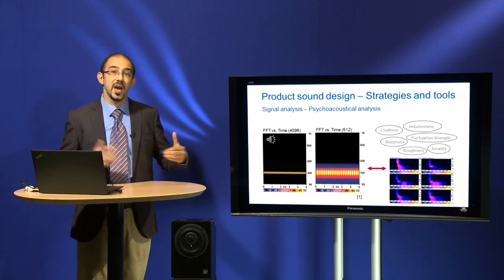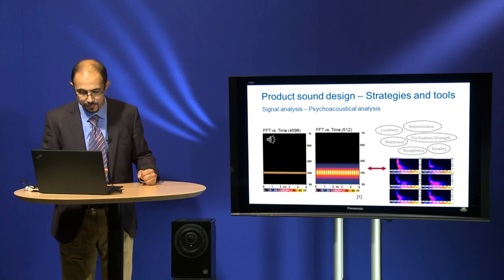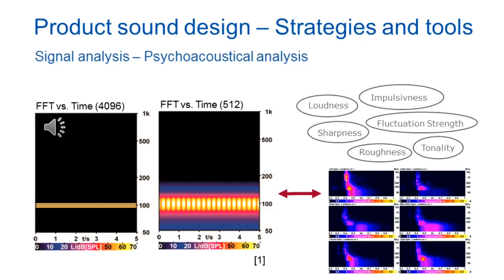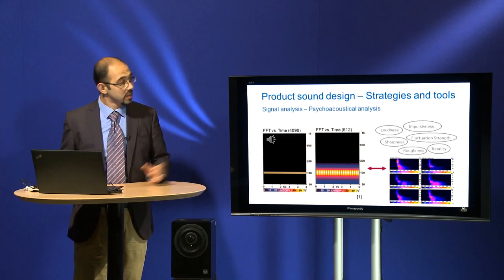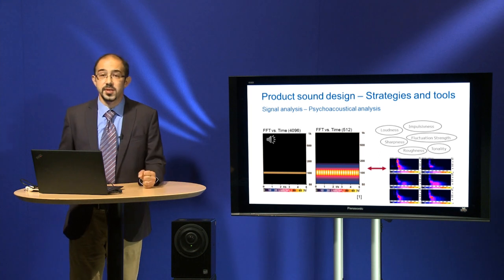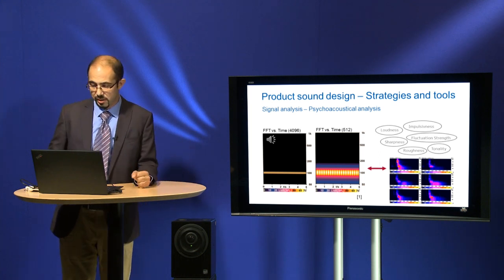In that case, we have a different FFT length. Also, for signal analysis, we use some filters, but also some psychoacoustical analyses, for example, loudness, impulsiveness, sharpness, fluctuation strength, roughness, or tonality. In other lectures, we'll talk about these issues also in the psychoacoustics lectures.